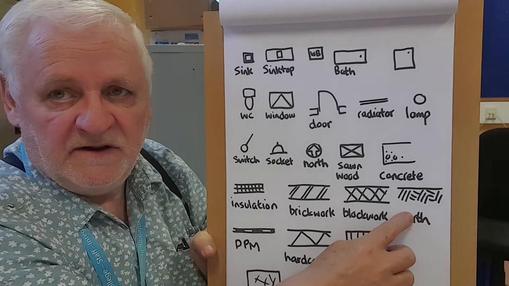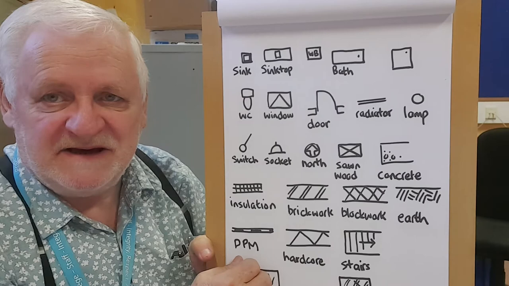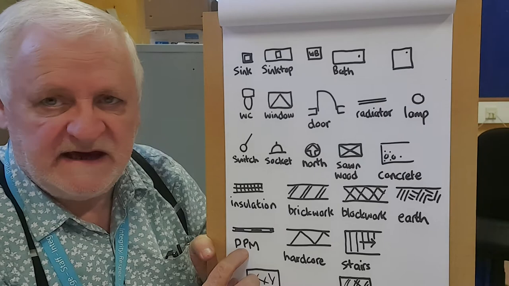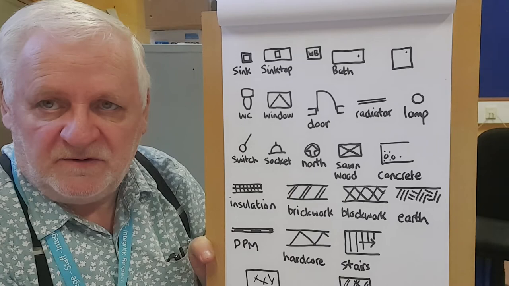Now, if you see a long stick like that with filled in bits, okay, it's not a measuring stick. It means it's the damp-proof membrane. And that's what that means. You don't have to say on the plan what it means. That's what it always means on a plan. If you see double lines, but with a zigzag going up and down it like that, it just means it's hardcore. It's actually rock. That's what it means, compacted rock.